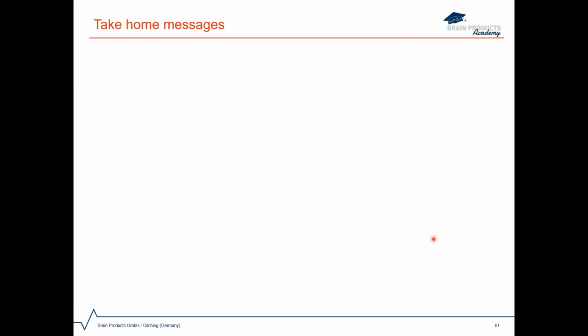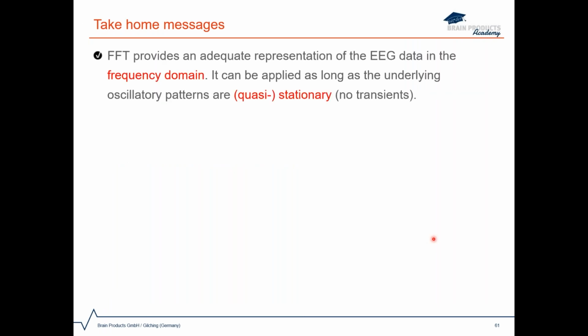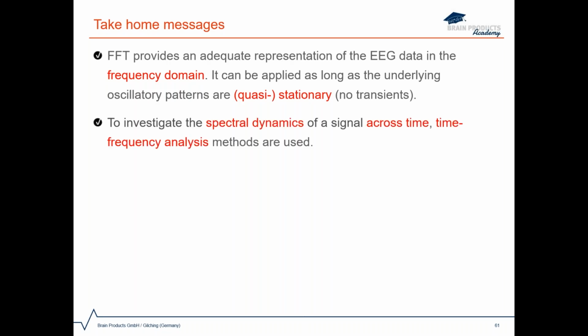The important take-home messages are the following. FFT provides an adequate representation of the EEG data in the frequency domain. It can be applied as long as the underlying oscillatory patterns are quasi-stationary, for instance, alpha power during eyes closed, eyes open conditions. However, EEG signals are often not stationary and change over time. To investigate the spectral dynamics of such signals across time, time frequency analysis methods are used.